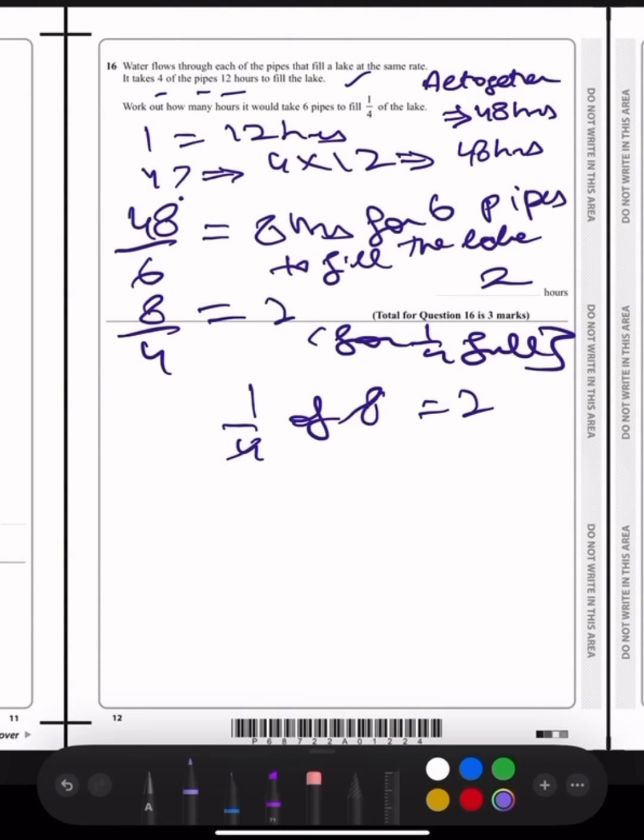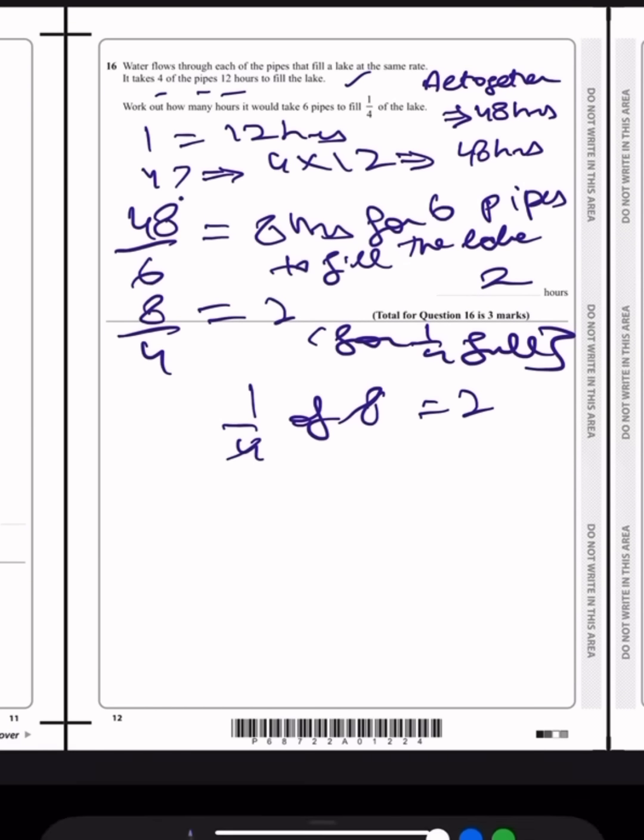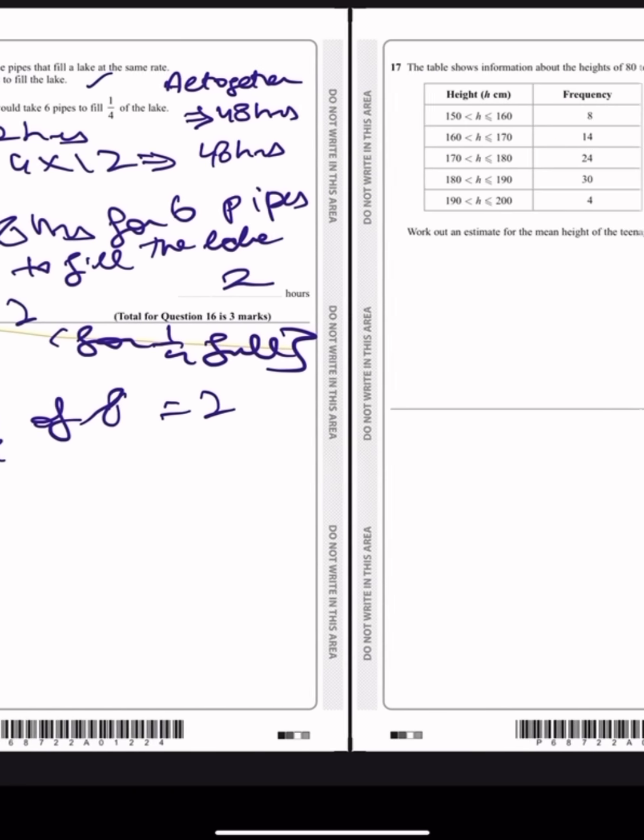And that's how we are supposed to solve this question. Please let me know if you don't understand this question clearly. I'm ready to explain it properly in another video as well. But please let me know in the comments. Okay, so this is 2 hours. Moving on to the next question.